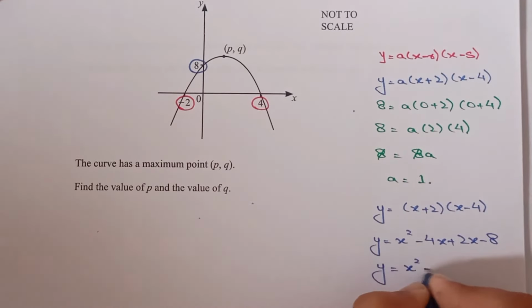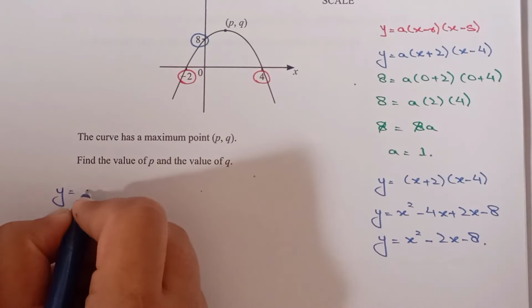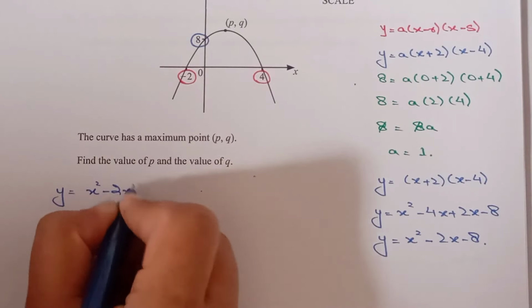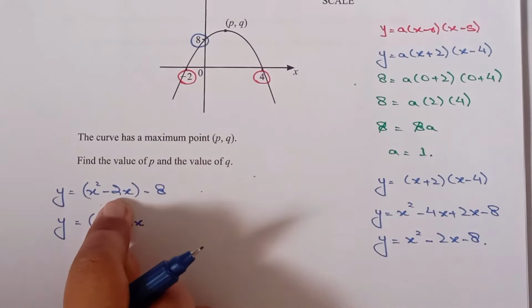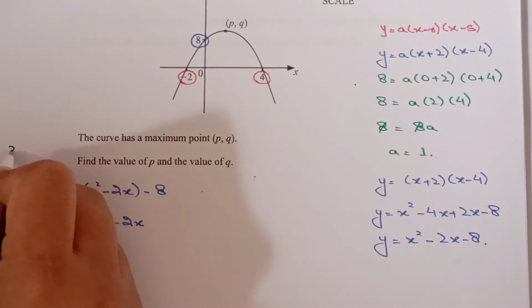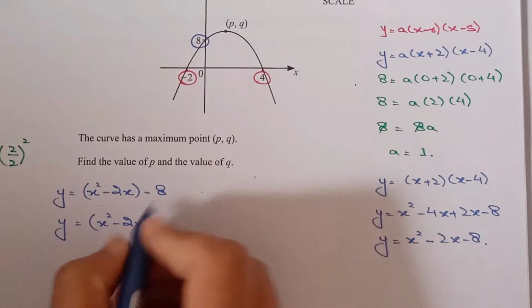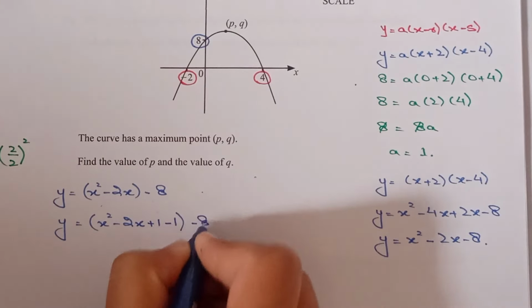Now we can easily convert this quadratic equation into vertex form. We have y equals x square minus 2x, and minus 8 is outside. For x square minus 2x, we take the coefficient of x, divide by 2, and take its whole square. So it would be just 1 square. So we can do plus 1 and minus 1, and then minus 8 is outside.